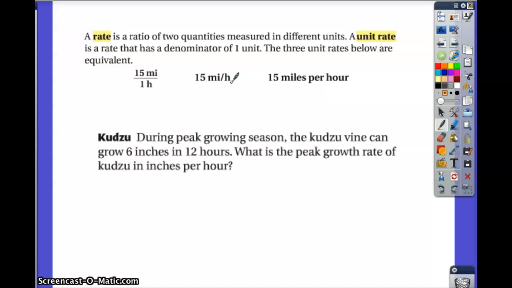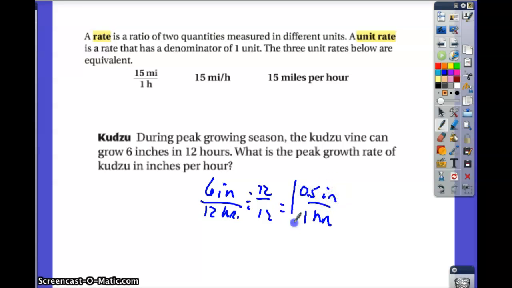So an example: during peak growing season, the kudzu vine can grow 6 inches in 12 hours. What is the peak growth rate of kudzu in inches per hour? First you've got 6 inches in 12 hours. Again, the denominator needs to be 1, so we're going to divide them both by 12. So that's 1 hour. And then 6 over 12 is 1/2, or 0.5 inches in 1 hour, is the peak growth rate of kudzu in inches per hour.